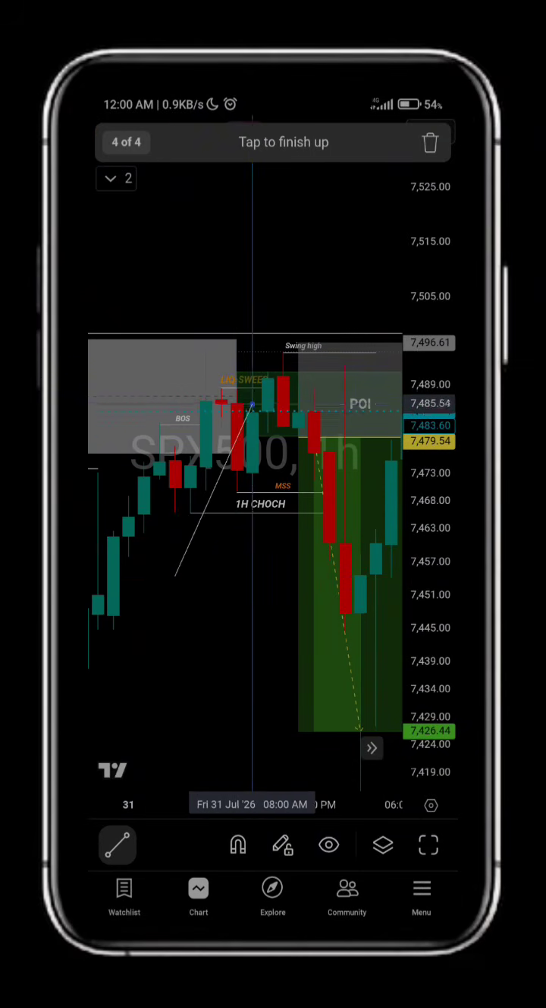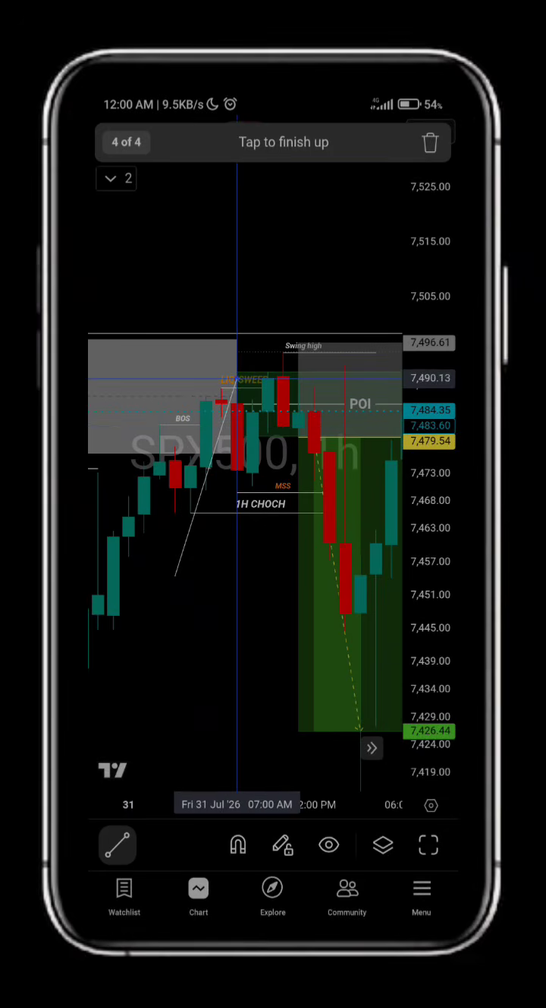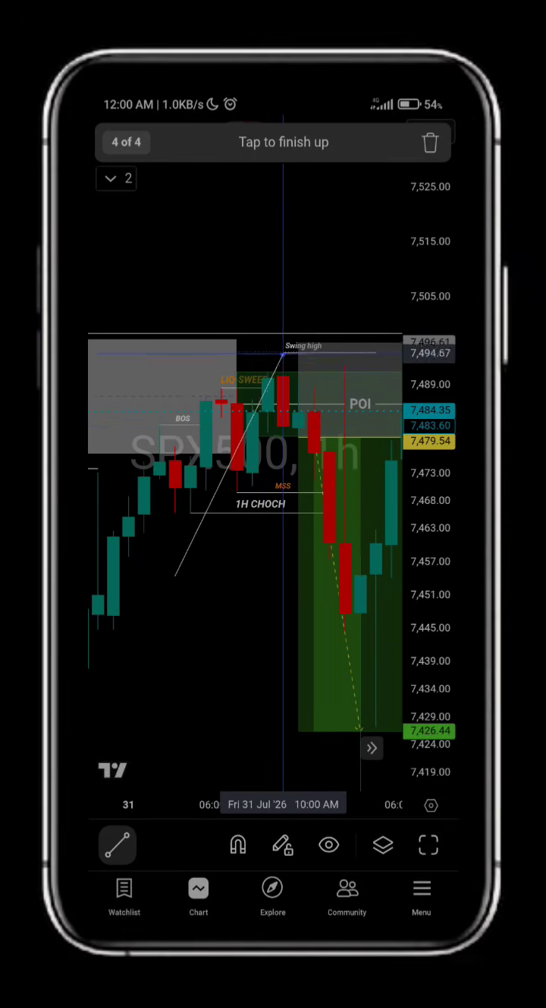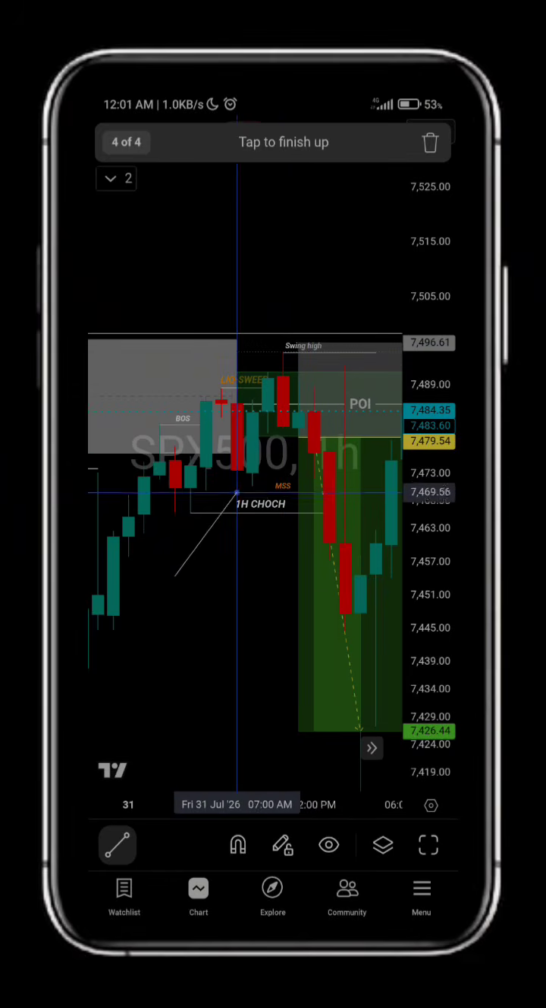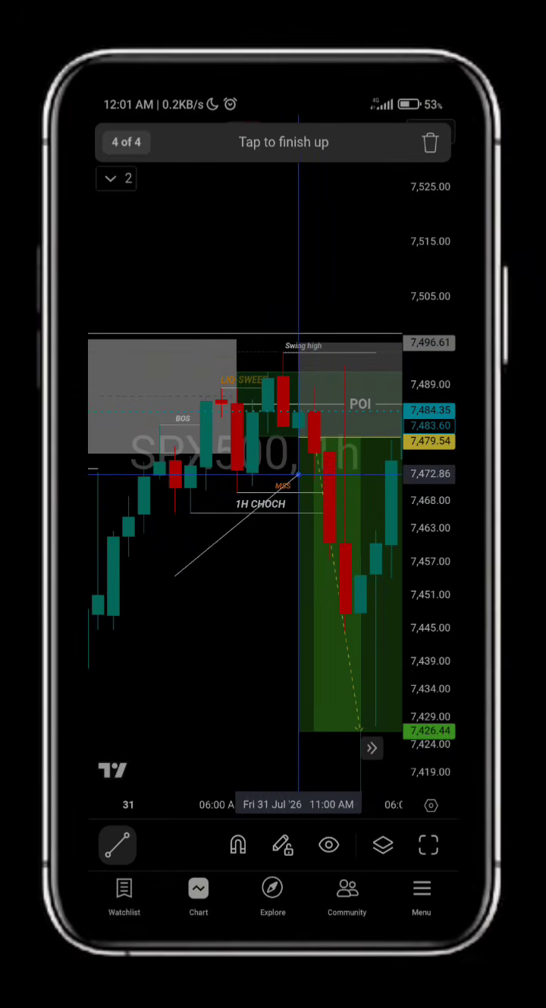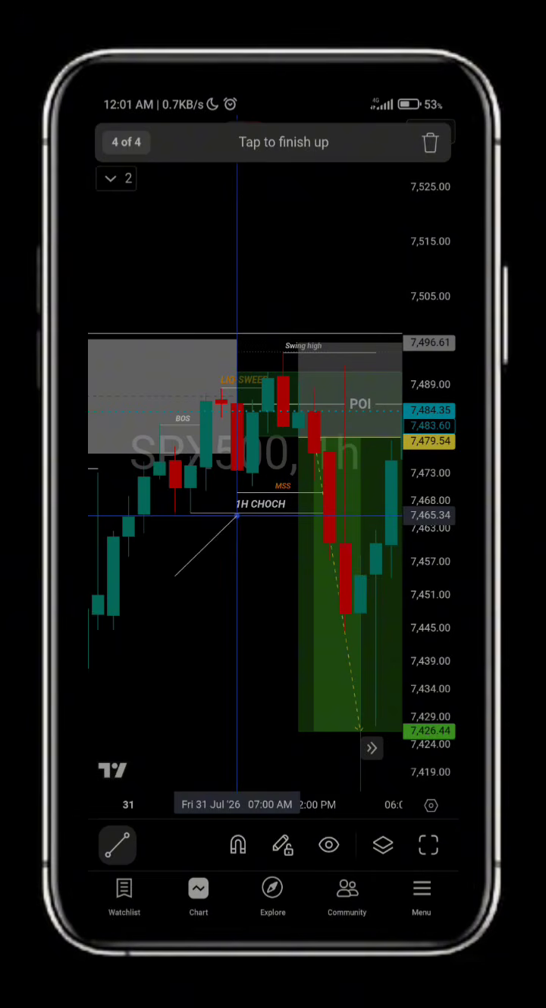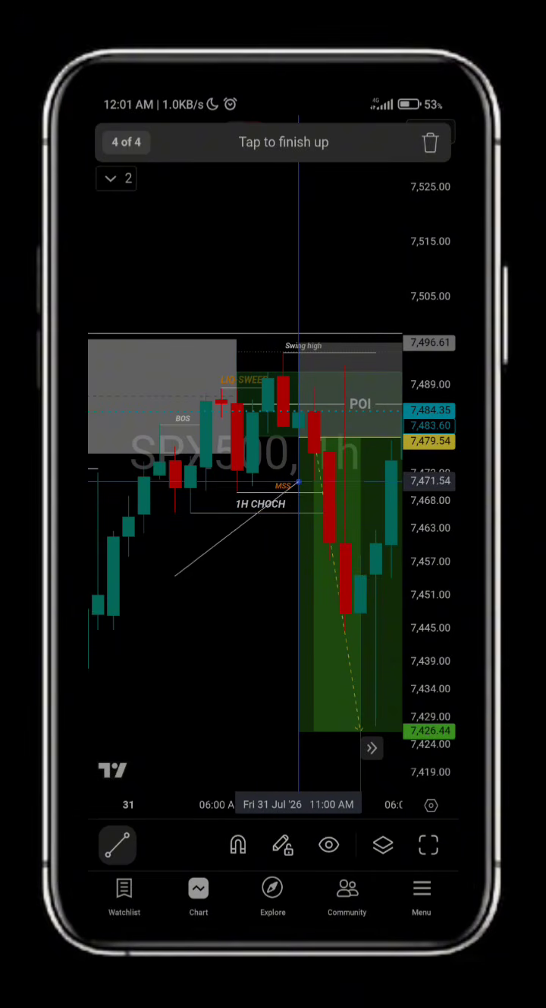So firstly, I saw that we have a break of structure and price pushed down and pushed up, which gave us a liquidity sweep. Then market created the swing high and pushed down, which gave us an internal market structure shift, which is an internal change of character. Then it gave us an external change of character, a major change of character. So we can call this the internal or minor change of character and this the major change of character. Immediately I saw this, I knew that price was going to give me a good trade.